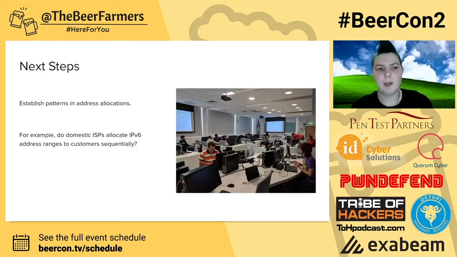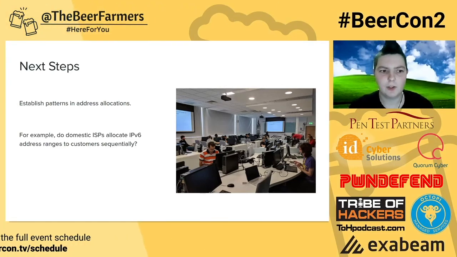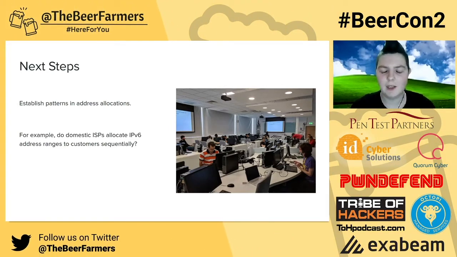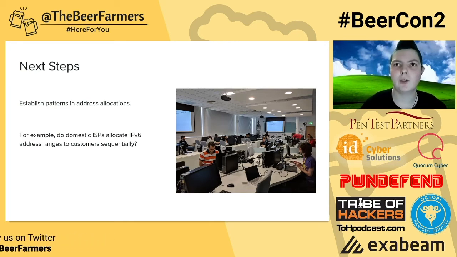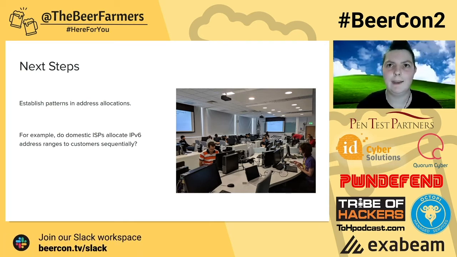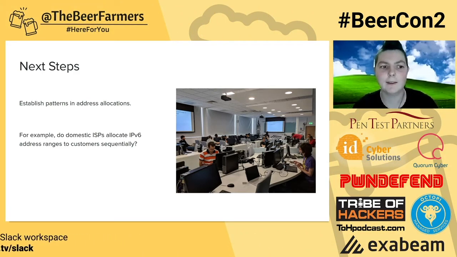We also want to establish patterns in address allocations. For example, domestic ISPs, like the last ISP I was with, allocated /56 IPv6 address ranges to their customers. This is a very trivial search space. If we were searching for a network that was live, we would have 256 possibilities to search per /56 advertisement. That's trivial. You can do that in under a second.